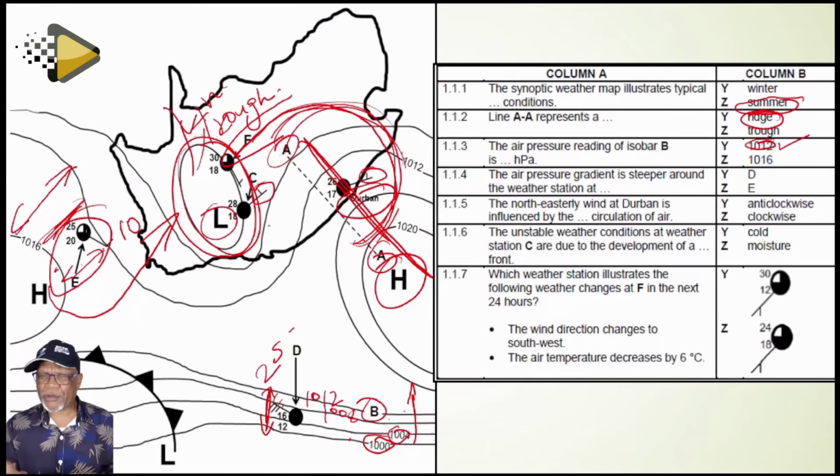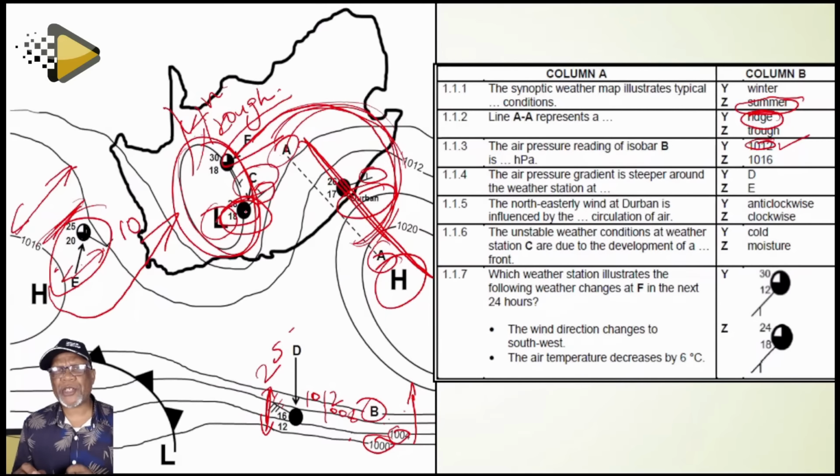Okay, now let's continue here. The unstable weather conditions at weather station C. This is weather station C. Why do we say the weather conditions are unstable? The weather conditions here are unstable because you can see clouds. Clouds are an indication of unstable weather conditions.